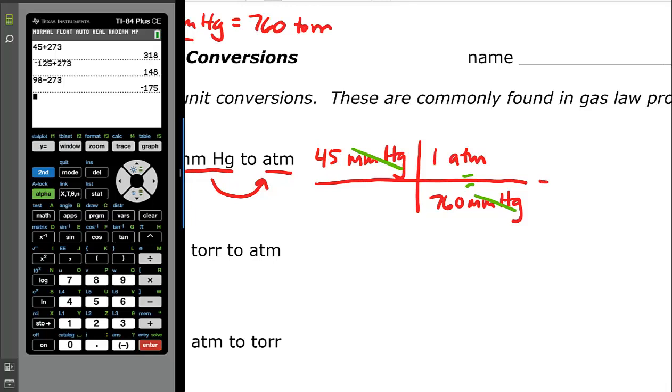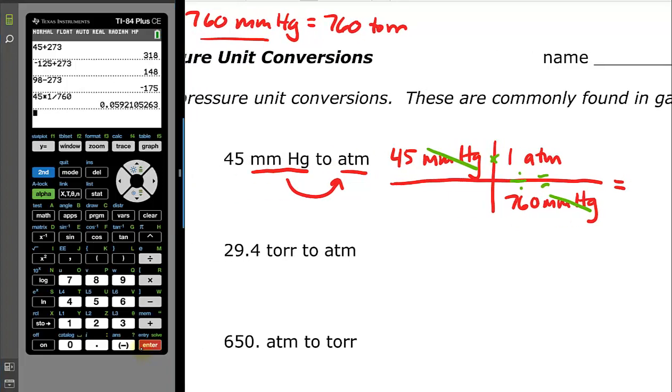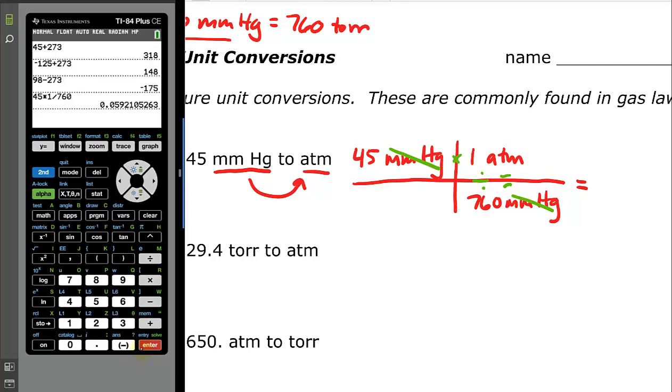So to punch that in my calculator, it's 45 times 1, which you don't really need to do, right? And then divided by whatever numbers are on the bottom, 760. So I can punch the whole thing in, 45 times 1. And again, you wouldn't need to punch in times 1. Divided by 760. And that gives us an answer here of 0.0592.